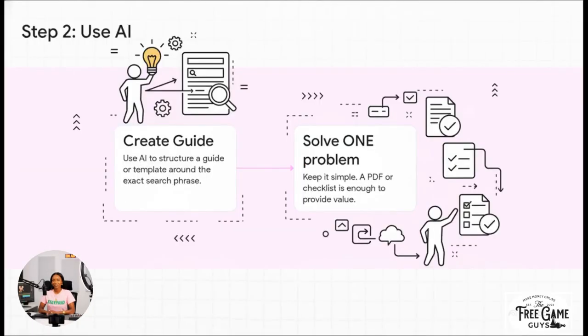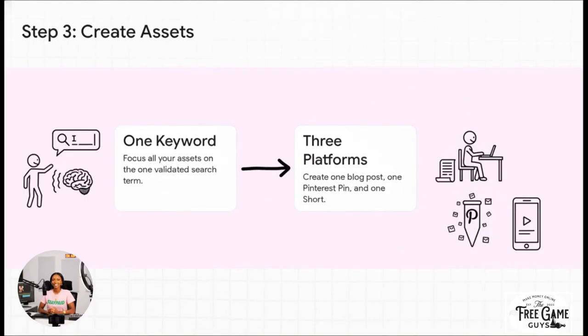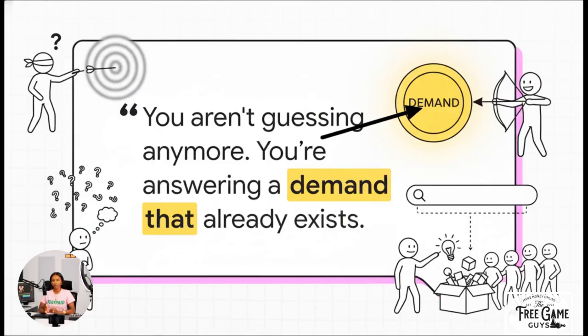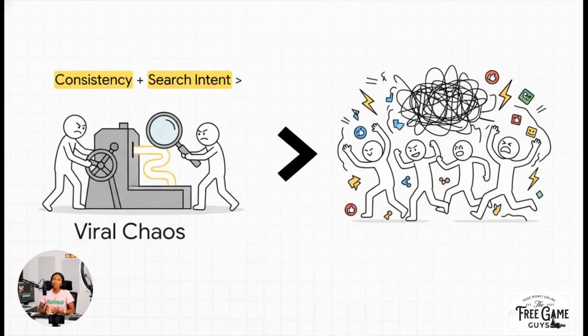Step 2, use AI. Have it structure a simple guide or checklist around that exact phrase. Step 3, create your assets. 1 blog, 1 pin, 1 short, all from 1 keyword. See the power here? You're not guessing. You're answering a demand that already exists. The formula is simple. Consistency plus search intent crushes viral chaos every single time.